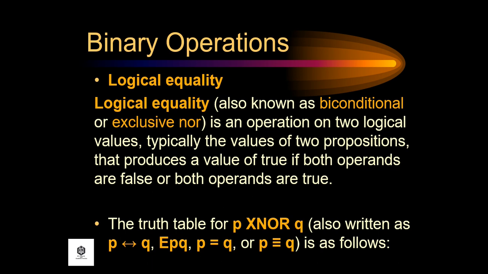Logical equality, also known as biconditional or exclusive NOR, is an operation on two logical values, typically the values of two propositions, that produces a value of true if both operands are false or both operands are true. So the truth table for P XNOR Q, also written as you can see on the screen, is as follows.